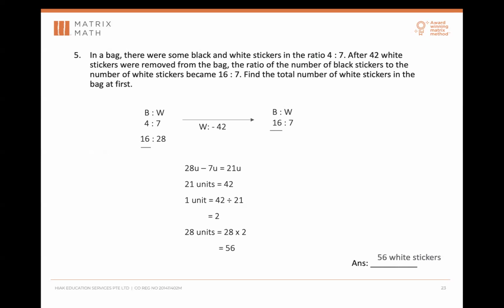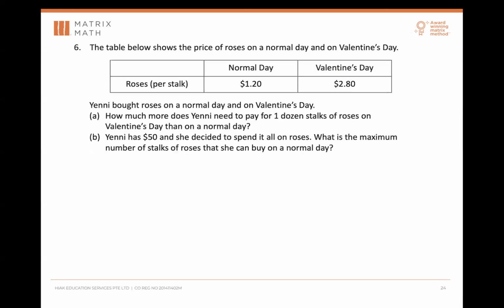Okay, now let's look at question number 6. The table below shows the price of roses on normal day and on Valentine's Day. So the table shows on a normal day, per stalk of rose is 120. Per stalk of rose on Valentine's Day is 250. So Yenny bought roses on a normal day and on Valentine's Day. How much more does Yenny need to pay for 1 dozen stalks of roses on Valentine's Day than on a normal day? So this question is very direct.